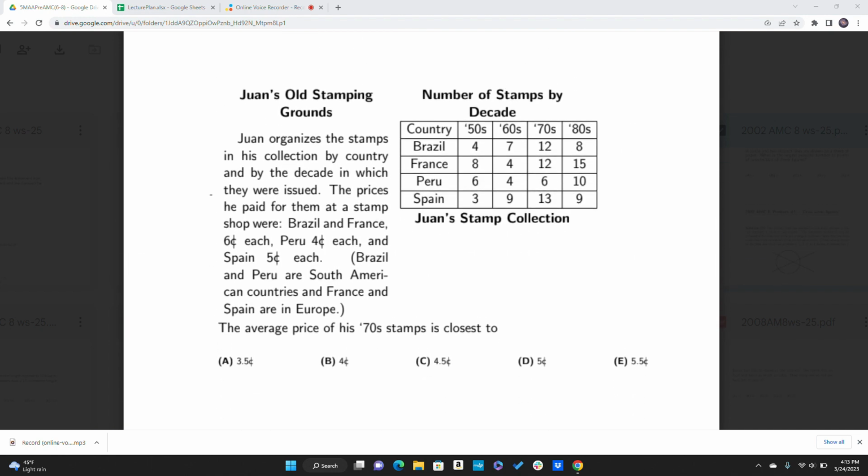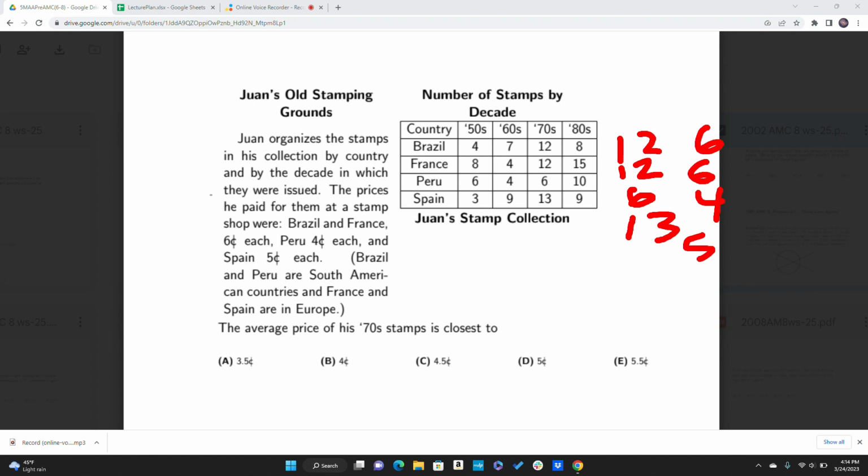All right, and now we want to find the average price of his 70s stamps. So in the 70s, he has 12 Brazilian stamps. Those cost him 6 cents each. 12 French stamps that also cost him 6 cents each. 6 Peruvian stamps. Those cost him 4 cents each. And 13 Spanish stamps, which cost him 5 cents each. So now we want to find the average.